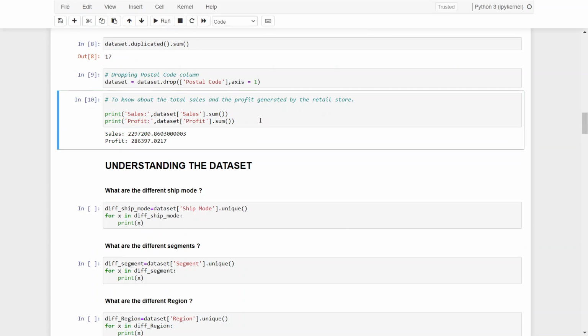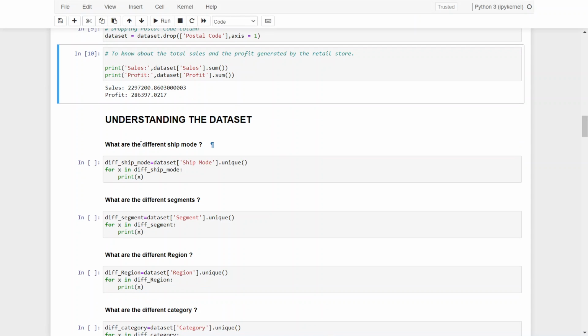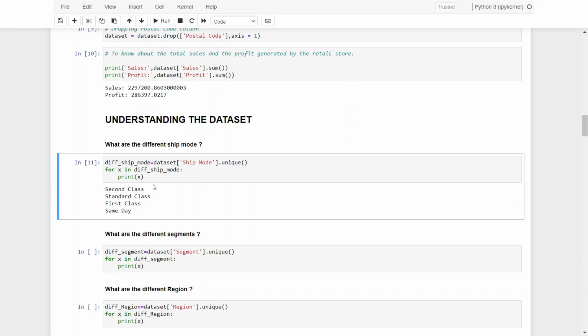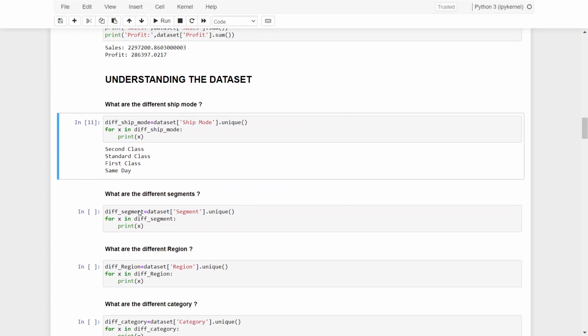This is the total sales and profit of the retail dataset. You can see this much amount of sales and this much amount of profit. Before going to the exploratory data analysis, we first want to understand the dataset, like what the different ship modes and segments are. First, we are going to find the different types of ship mode in the dataset. Under ship mode there are four classes: second class, standard class, first class, and same day. These are the four ship modes in the retail dataset.